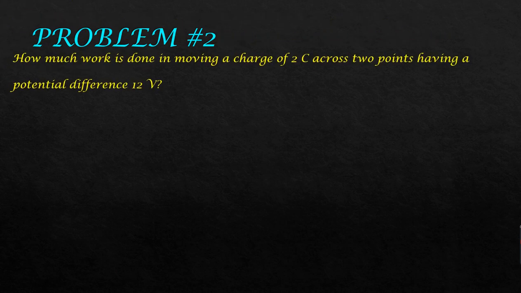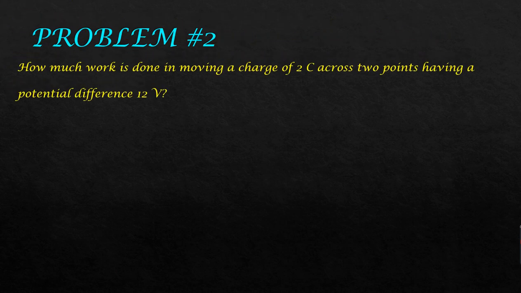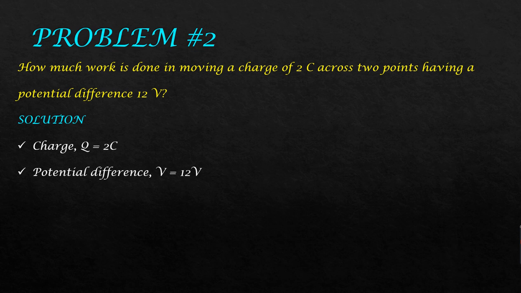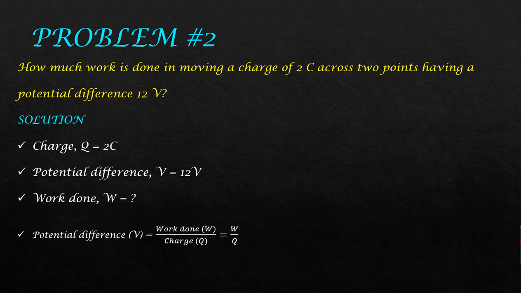So let us go to our next problem which says, how much work is done in moving a charge of 2 coulomb across 2 points having a potential difference of 12 volt? Now here in this case I have charge and I have potential difference. Here I need to find my work done, right? So using this formula you can directly find what is work done.